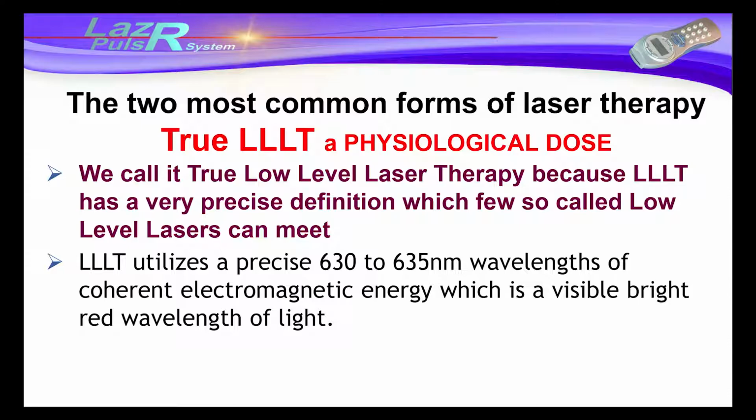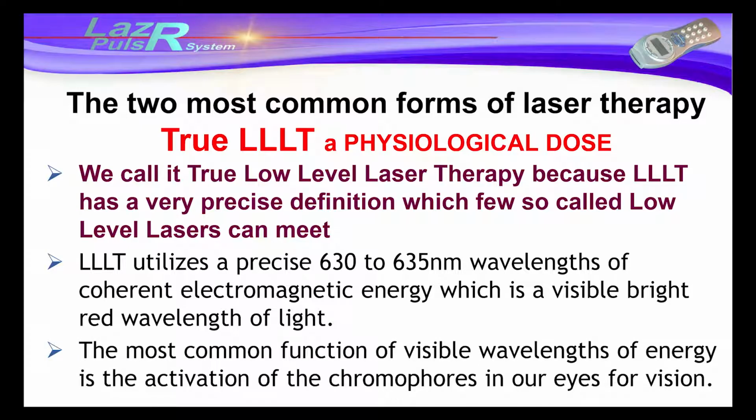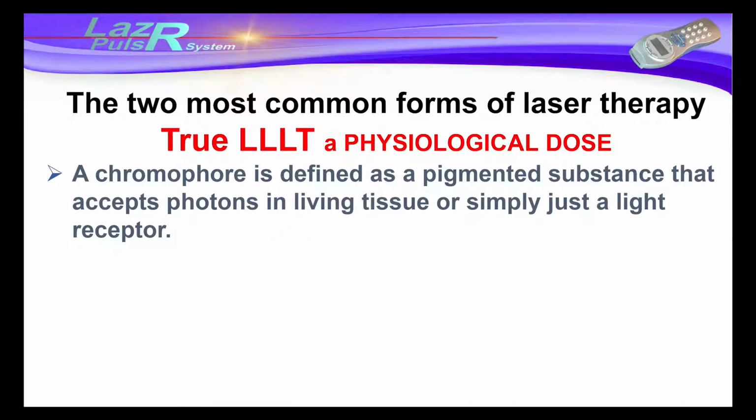Low-level laser therapy utilizes a precise 630 to 635 nanometer wavelength of coherent electromagnetic energy, which is a visible bright red wavelength of light. The most common function of visible wavelengths of energy is the activation of the chromophores in our eyes for vision. A chromophore is defined as a pigmented substance that accepts photons in living tissue, or simply just a biological light receptor.